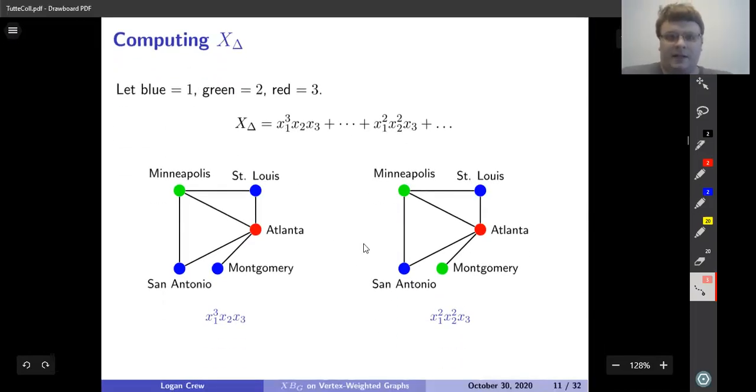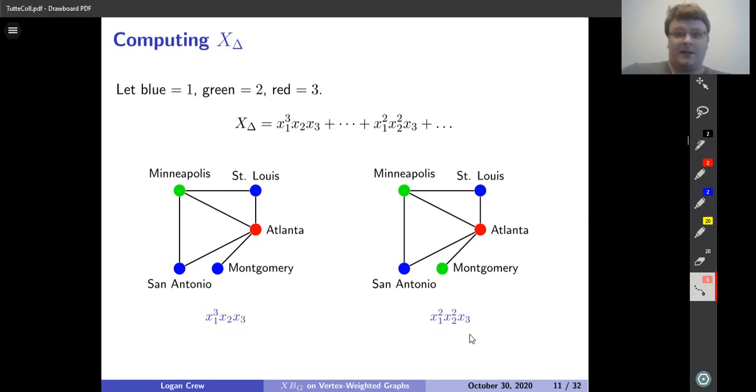And here's an example of how to compute X_delta so that we can illustrate exactly what's happening here. So here's one proper 3-coloring of delta. And let's say that blue is 1, green is 2, and red is 3. So from this particular choice of proper coloring, we're going to get a term x1 cubed, x2, x3. And from this choice over here, there's 2 blue vertices, and there's 2 green ones. And so we're going to get an x1 squared, x2 squared, x3.